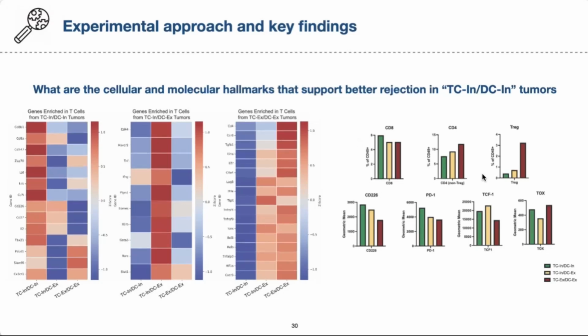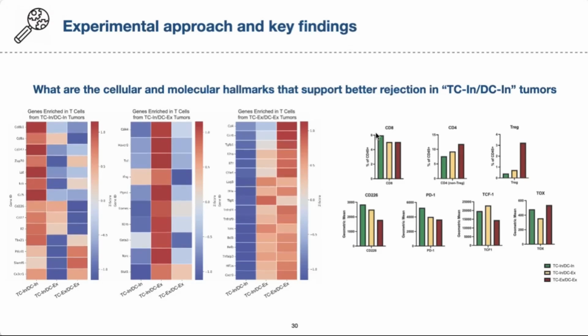And when we look by flow cytometry, we can see that in fact, Tregs are quite high in our T cell excluded, dendritic cell excluded population, and we have more CD8s in our dendritic cell infiltrated, T cell infiltrated population.